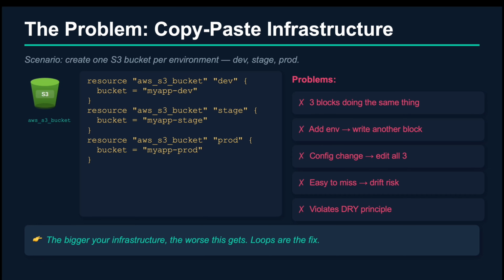If you need to add a fourth environment, disaster recovery for example, you manually add another block, copy paste, tweak the name. If the bucket config changes, encryption setting, versioning, lifecycle rule, you edit every single block. Three edits, three places where they can drift. The more buckets you add, the more likely one of them gets out of sync with the other configuration, and all that violates a principle you have probably heard of, DRY, which stands for don't repeat yourself. This is exactly the problem Terraform loops are designed to solve.